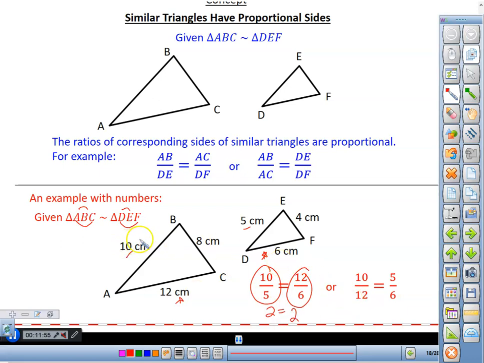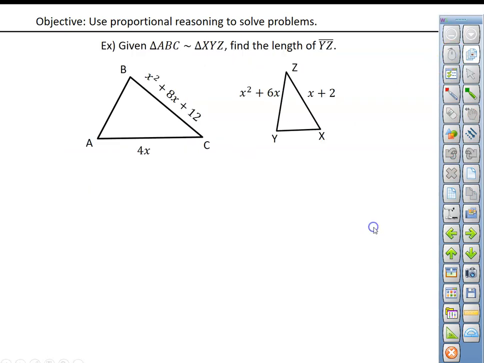And you can also go triangle to triangle, or in the same triangle if you prefer. Like if I use AB and AC, then I have to use their corresponding sides in the same ratio, which would be DE over DF. And so I could do it that way too. Both will work. In this case, both of the fractions equal 5/6. So different values, but they are both equal to one another. All right, so let's apply this concept to this next example.